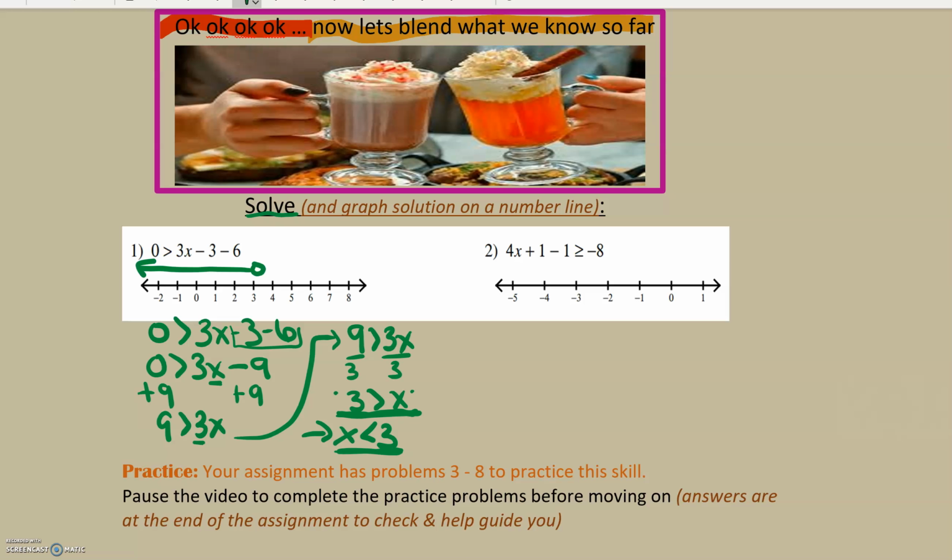So all of those numbers, all of those fractional numbers, all of the decimal numbers, all of those numbers to the left of 3 are less than 3. So x can be any of those values.